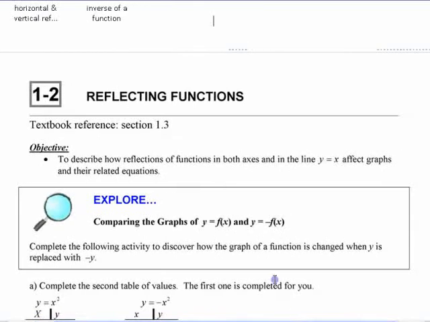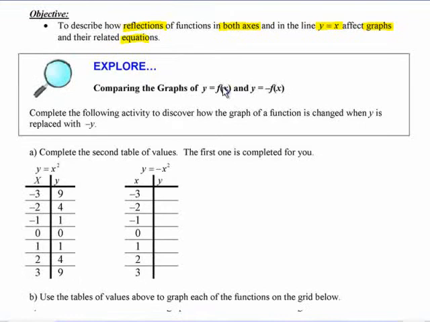Okay, so the outcome here is to look at reflections and their functions, reflections in both axes and in a diagonal line, and how the graphs are related to the equations. So the first thing you're going to look at is if you start with f of x and you look at what's happening here.